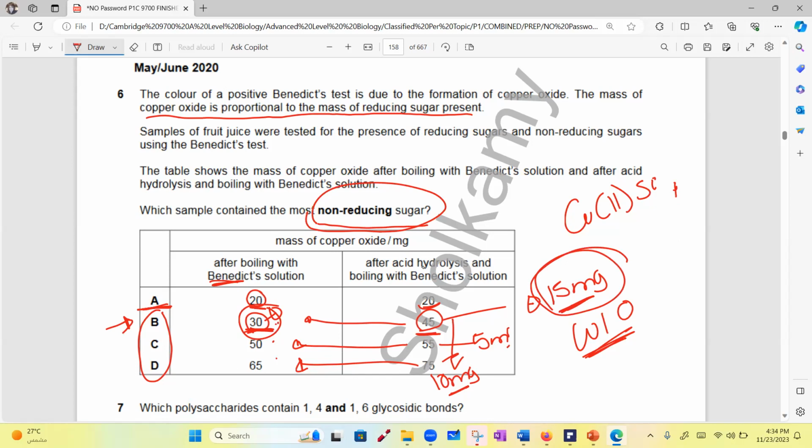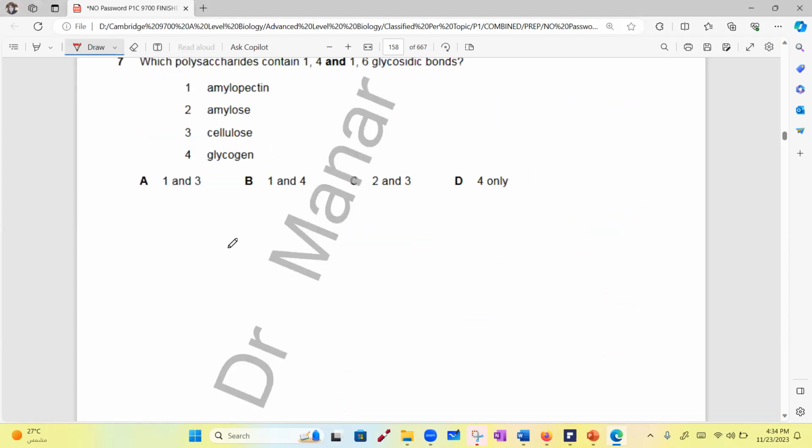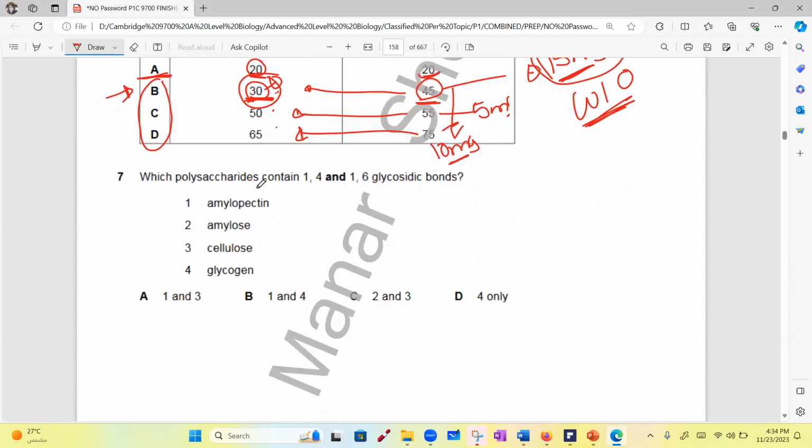Do you all understand how we calculated this question? Any questions? No. Okay, good. Now, number 7. Which polysaccharides contain 1 to 4 and 1 to 6 glycosidic bonds? You tell me. 1 to 6 glycosidic bonds means that this polysaccharide is branched. So let's summarize. Which polysaccharides are branched anyway? Who will tell me?